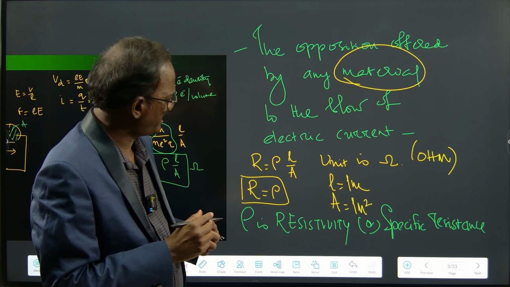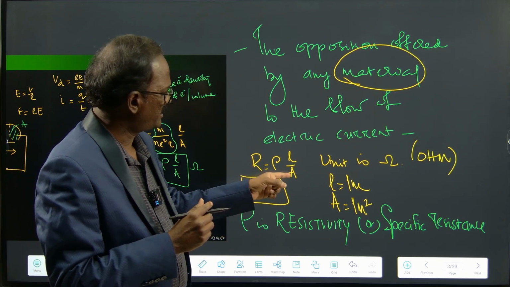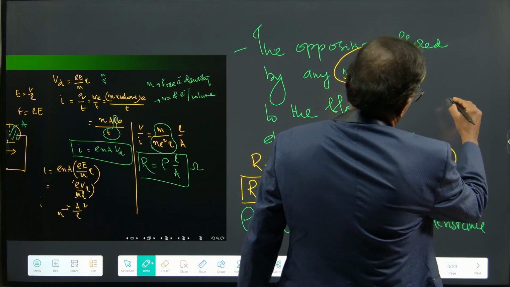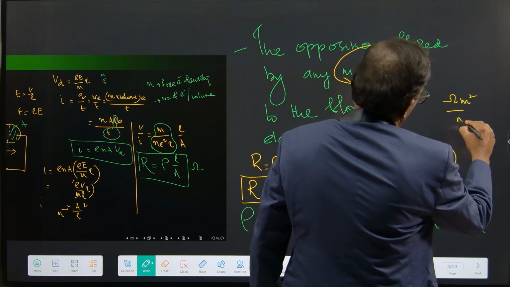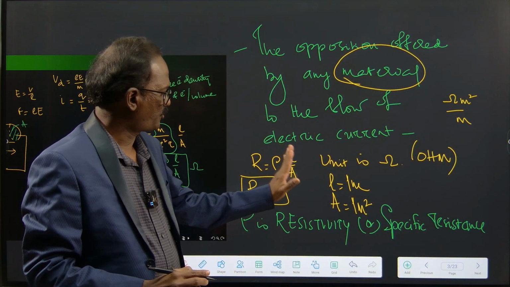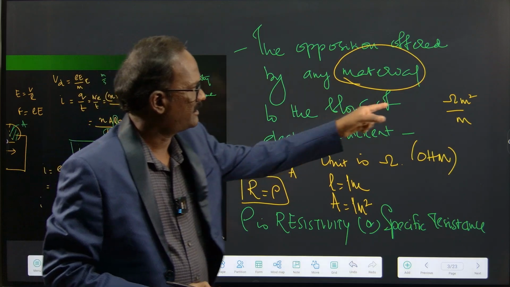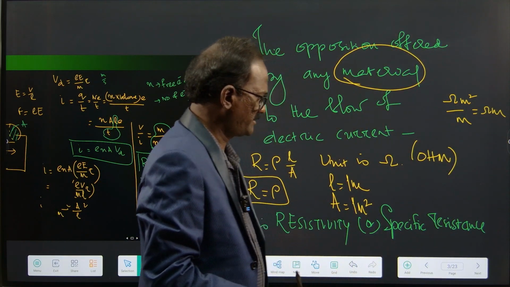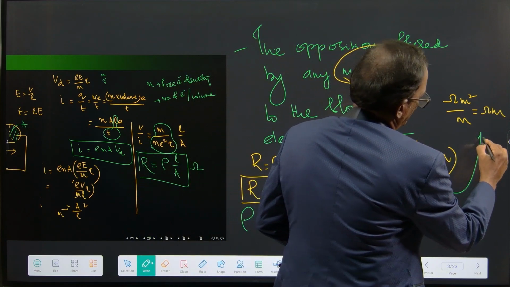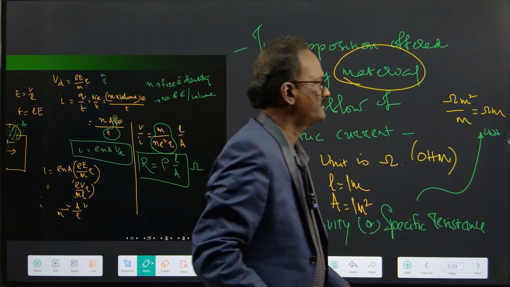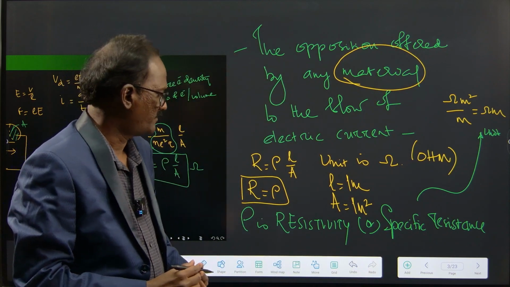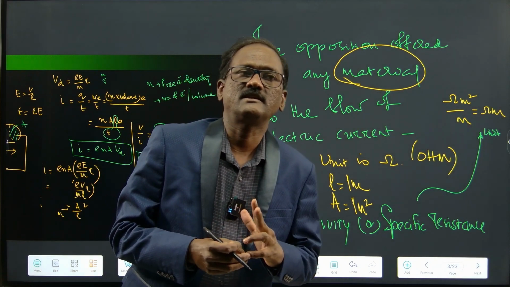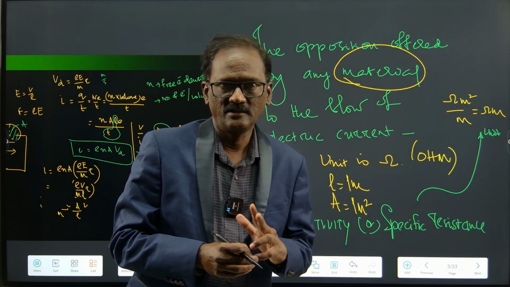What is the unit of resistivity? R is in ohm, area in meter square, so rho is ohm meter squared upon meter, right? If you cross multiply and keep rho on the right hand side, it is R into A by L. So the unit is ohm meter. The unit of resistivity, or specific resistance, is ohm meter, right? Resistance is ohm, resistivity is ohm meter. So this is the origin of resistance as well as resistivity. Let us solve a few examples in this topic.